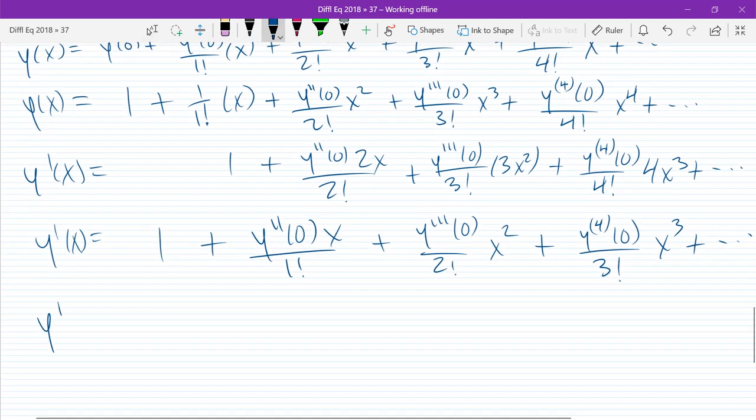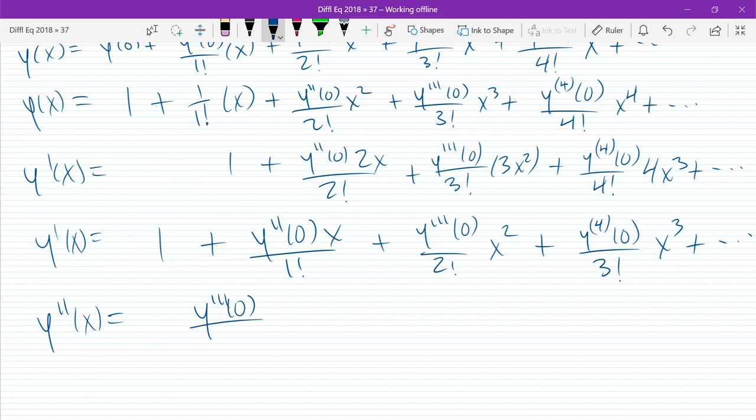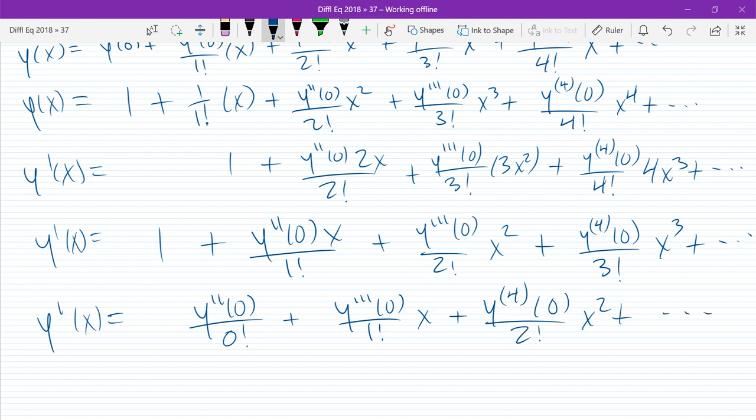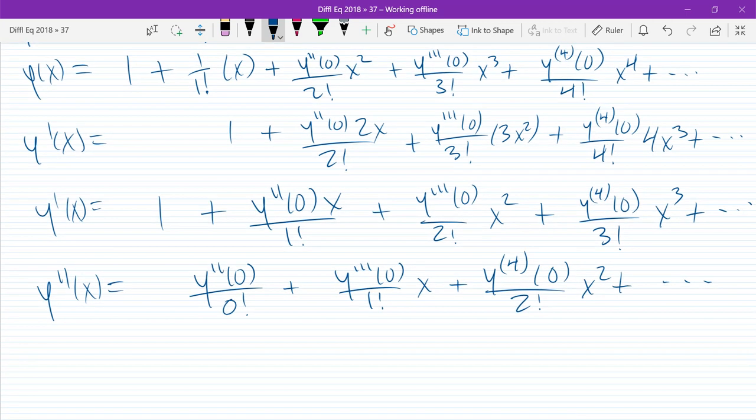So now we're going to get y double prime of x. So that's y double prime of 0 over 0 factorial times 1, plus y triple prime of 0 over 1 factorial times x plus y, fourth derivative at 0 over 2 factorial times x squared. That's our second derivative of x, or of y.